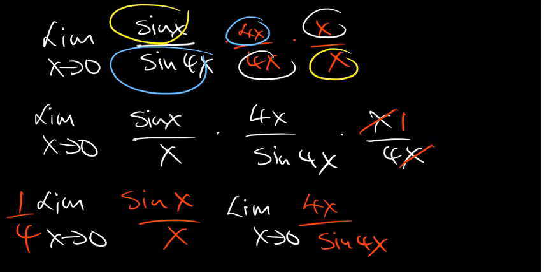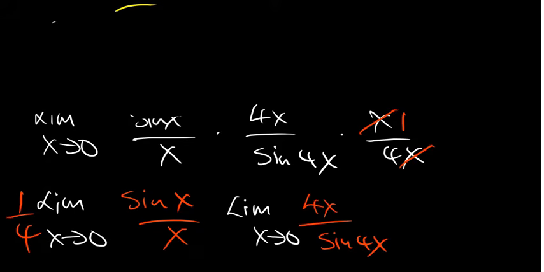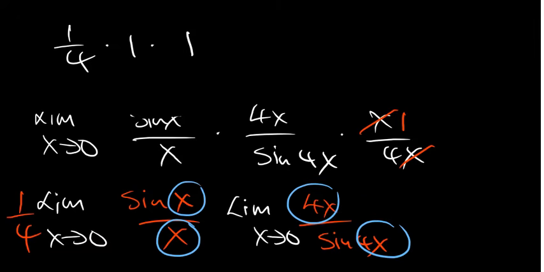So now on the next stage, what is resulting is, so we have 1 over 4 multiplied by 1 multiplied by 1. Since we said whenever the x is approaching 0 and then it's matching up, so we have a 0 there, there is a 0 there, so it's 1. So therefore our answer just becomes 1 over 4.